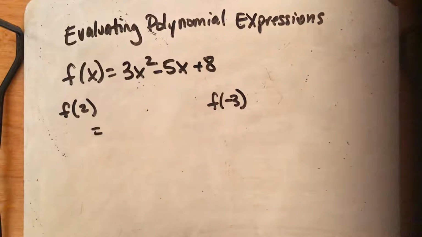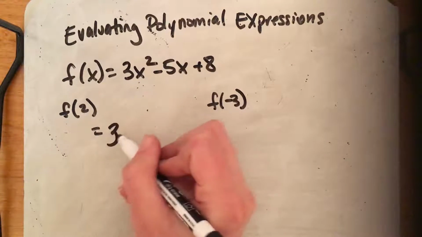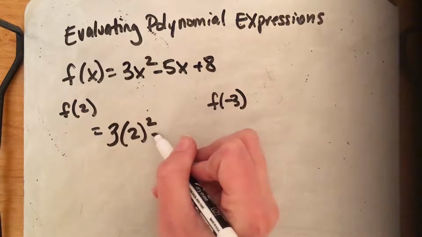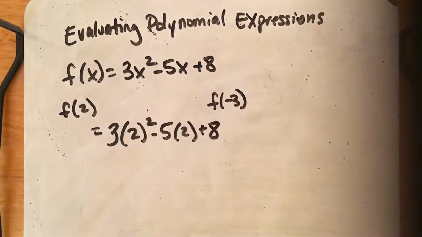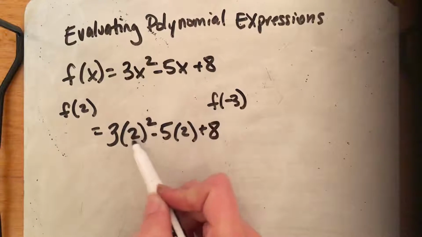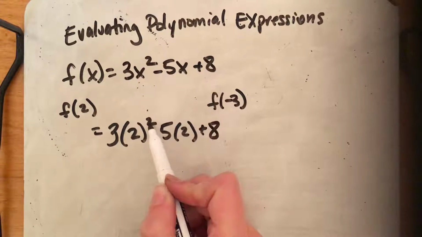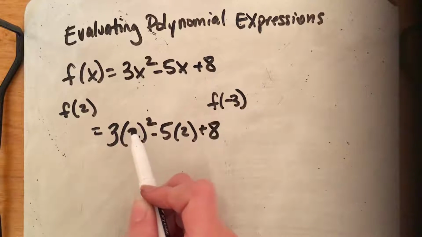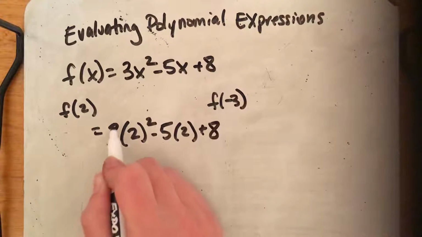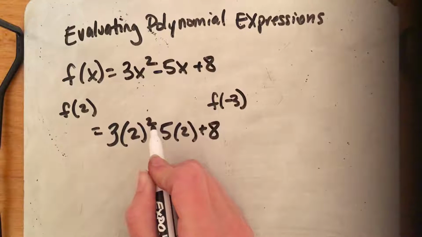That means I'm going to replace every x with the number 2. So 3 times 2 squared minus 5 times 2 plus 8. All right, so I need to do these exponents first. I need to get rid of this positive 2 exponent up here before I can multiply the 3. And you might be thinking, wait, PEMDAS starts with parentheses, so I should distribute. However, I can't distribute into anything if there's an exponent out there first.